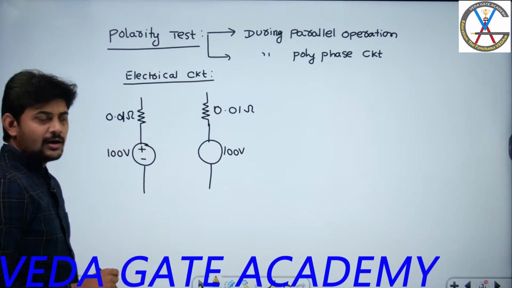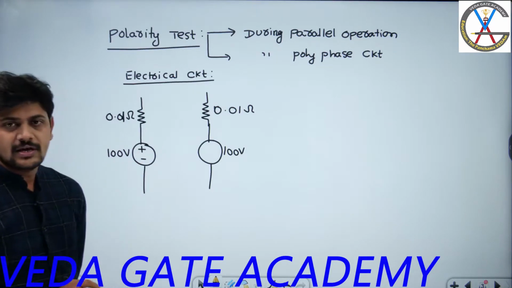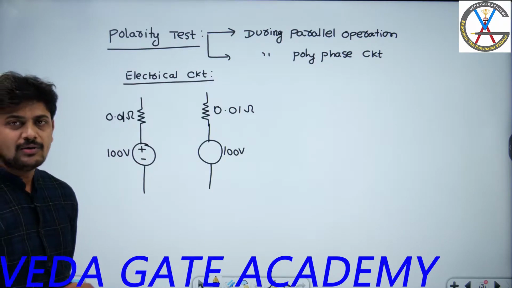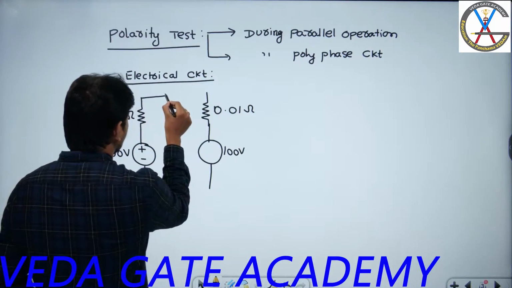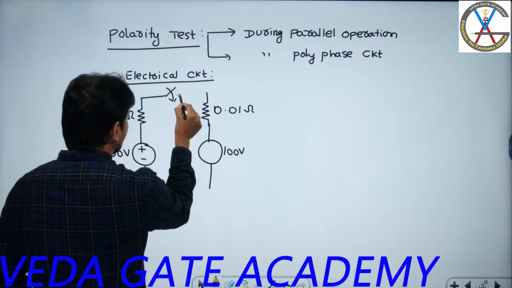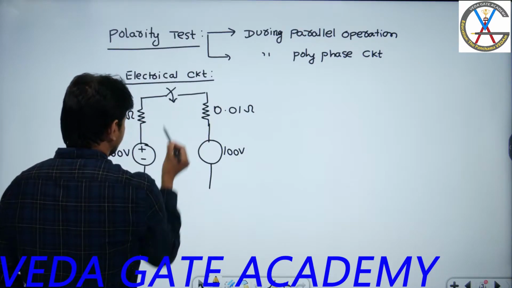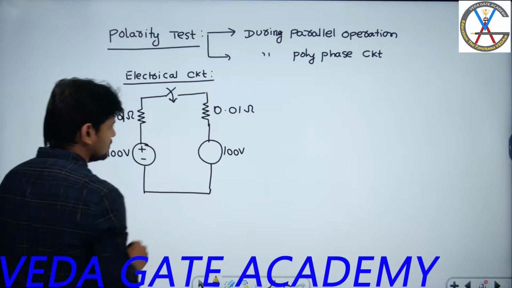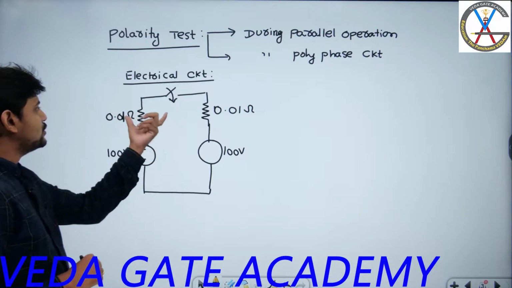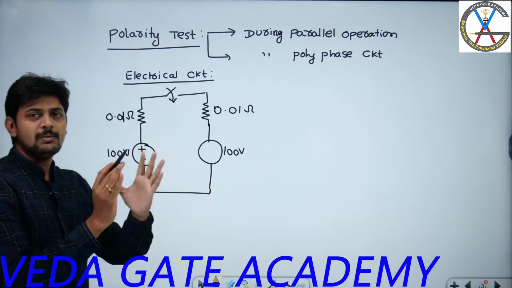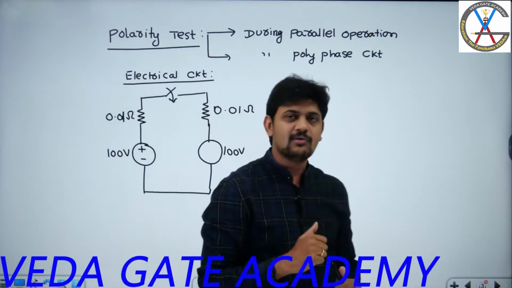Now I would like to connect these two sources in parallel. If I want to connect these two sources in parallel, let us assume I have a switch over here. These two terminals will be connected here. Before closing the switch, you need to make sure that these two sources are properly connected. What is the meaning of that?